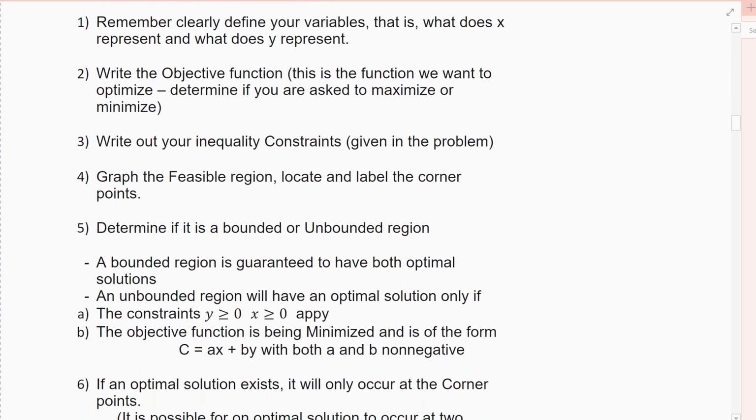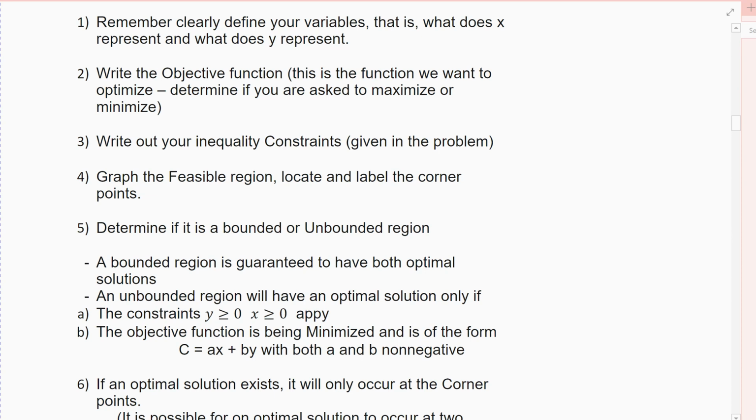First thing you should always make sure you do is clearly define what your variables are. What does X represent? What does Y represent? Usually, 99% of the time, X and Y are what you're looking for, what they're asking you to find. How much of this did we make? How much of this did we sell? How much of this? And so X and Y should usually represent whatever it is you're looking for.